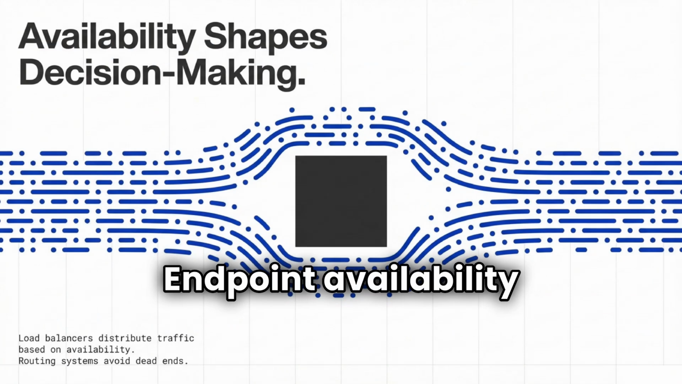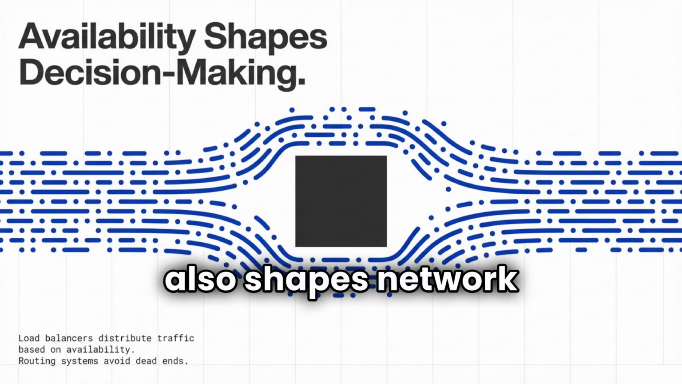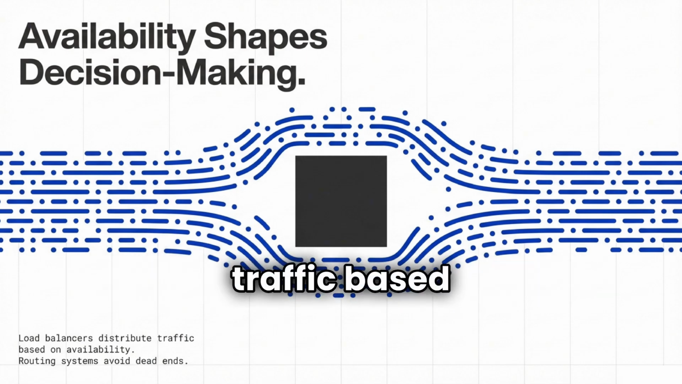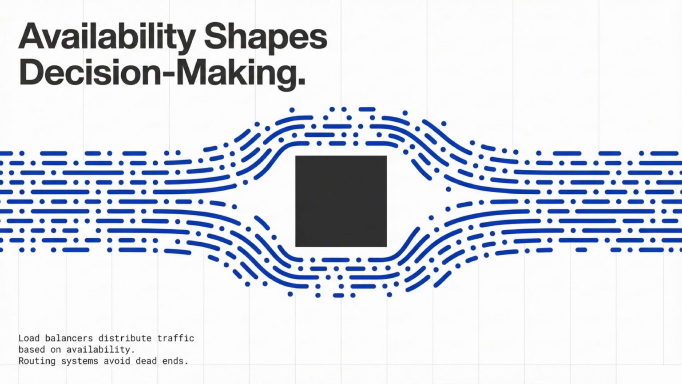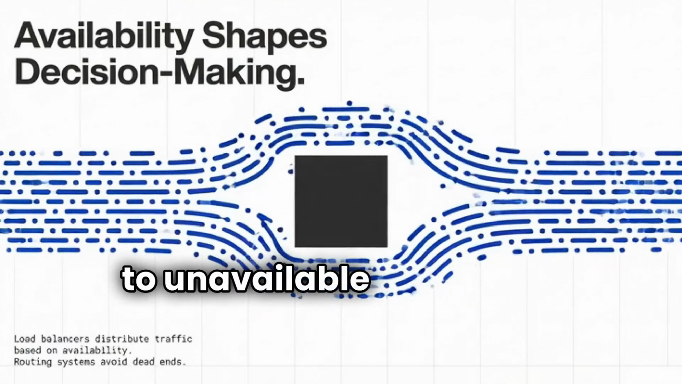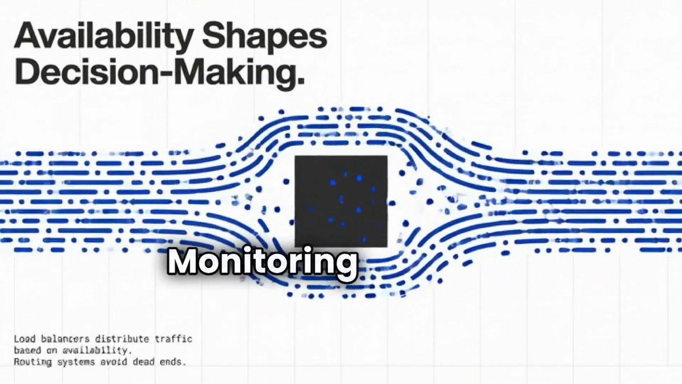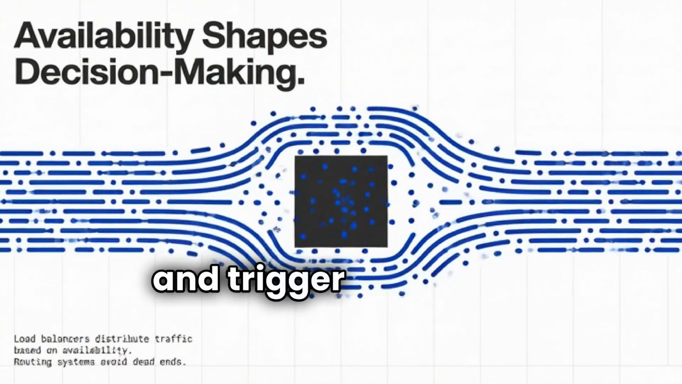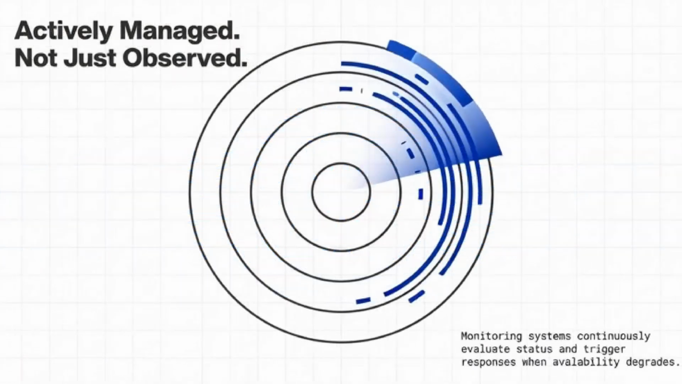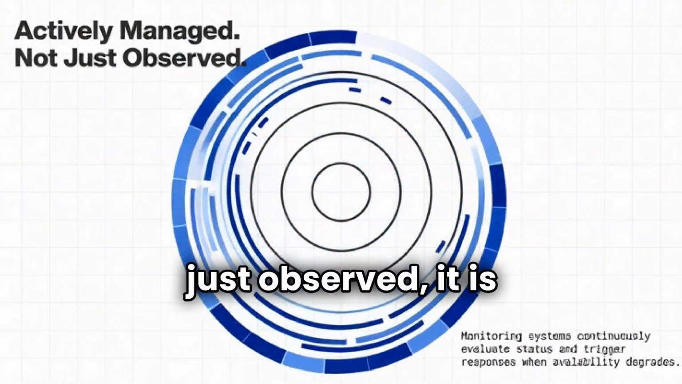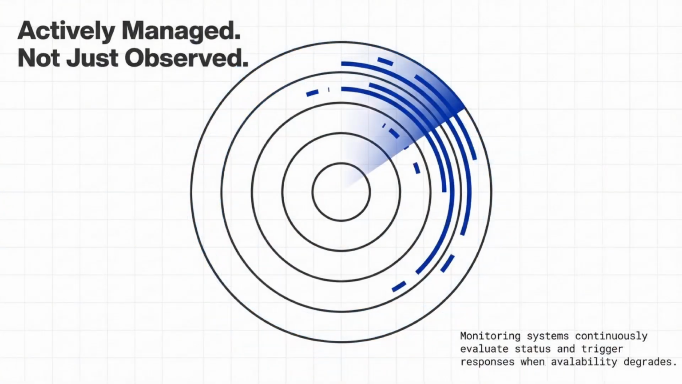Endpoint availability also shapes network decision-making. Load balancers distribute traffic based on which endpoints are currently available. Routing systems avoid paths that lead to unavailable endpoints. Monitoring systems continuously evaluate availability and trigger responses when it degrades. Availability is not just observed, it is actively managed.